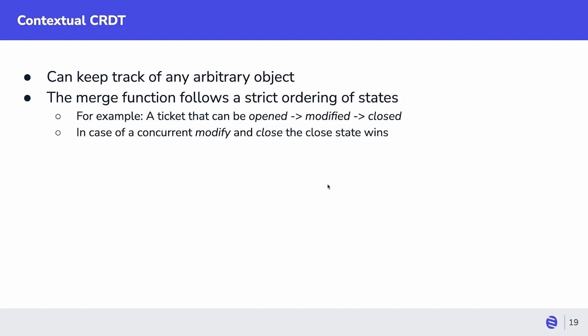So imagine you have a ticketing system, and you have a ticket, and the ticket can only be opened, modified, and closed. Now, if you have two simultaneous or concurrent states, one is a modify and one is a close, you can say that close should always win over the modify, right? And that's how deterministically you can merge those together.